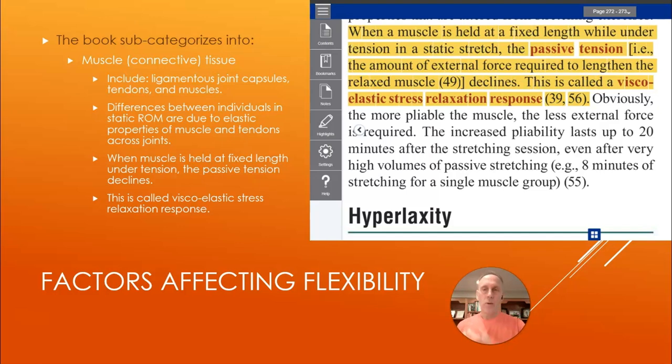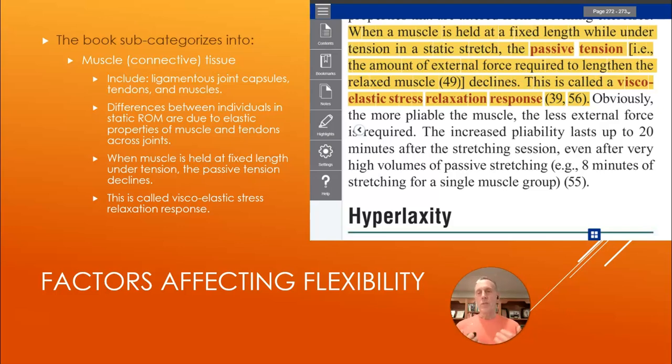So the book further subcategorizes into muscle. So the muscle itself, you have the joint capsules, the tendons, and the muscles. And the differences between individuals that you see with static range of motion are due to the elastic properties of the muscle and tendons across joints. And I would also contest that it has a little bit to do with the structure of the person as well, and also perhaps not just the elastic properties, but actually structurally how they're connected, where the muscle and the tendon more accurately attaches to the bone itself will make a difference.